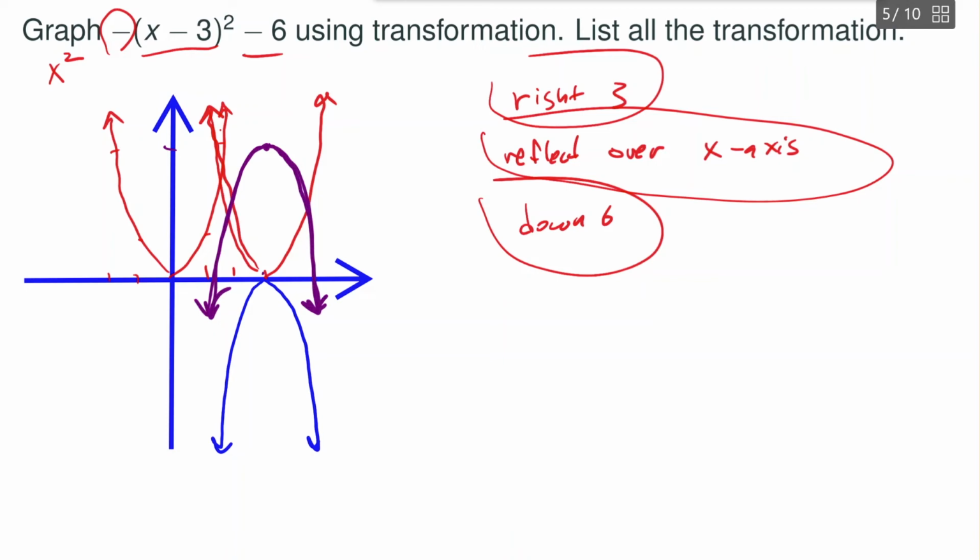So this is the final graph. Let me highlight it. This is the final graph. Again, it's important to draw an arrow here because these graphs go forever. And when we do transformation, the order is always the inside first, and what's multiplied, and then addition and subtraction in the end. Addition and subtraction in the end is the vertical shift. Sorry, not vertical asymptote, vertical shift.